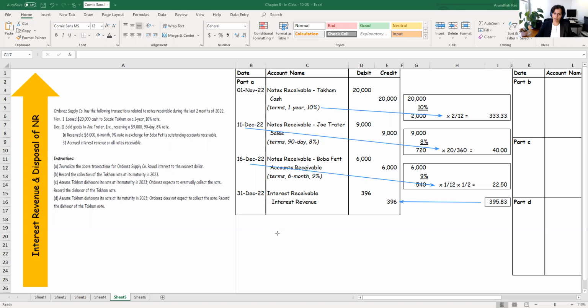We do only one journal entry. We keep track of who owes us how much money for interest, but we do only one journal entry in our books. And in the next video, we're going to take a look at the remaining parts: on maturity date, what happens when a customer makes payment, doesn't make payment, when we have to write off the note, and how we are going to deal with that. So that's going to be in the next video.